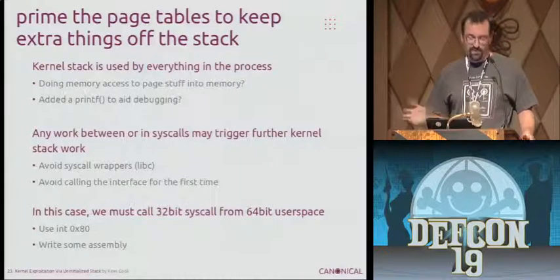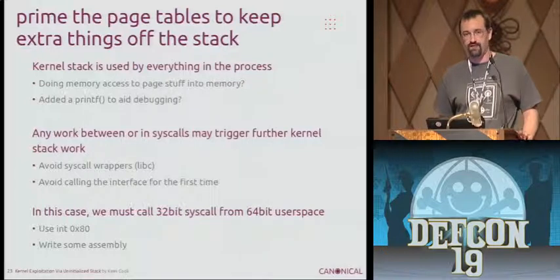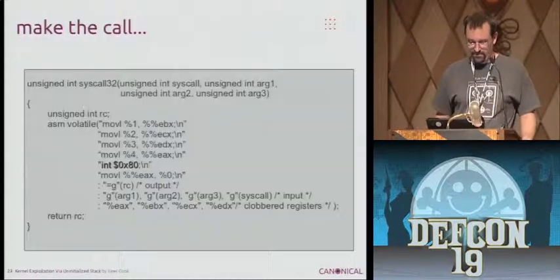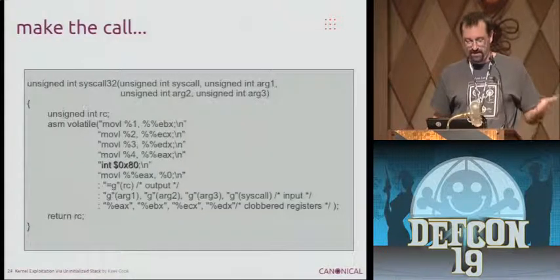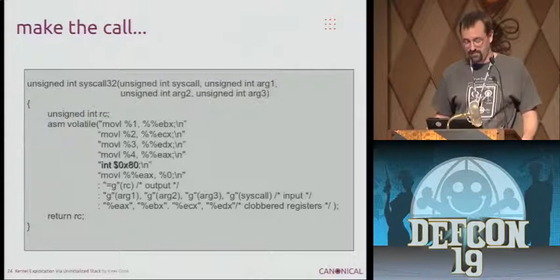And another small challenge is these are all compat syscalls, so they're in 32-bit, but we're actually trying to attack a 64-bit host. So we have to call a 32-bit syscall from a 64-bit executable, which is just some more assembly, which I have here. Basically, the int80 will force a 32-bit syscall. So this is a quick C wrapper to shove the arguments I need into a 32-bit syscall and return.